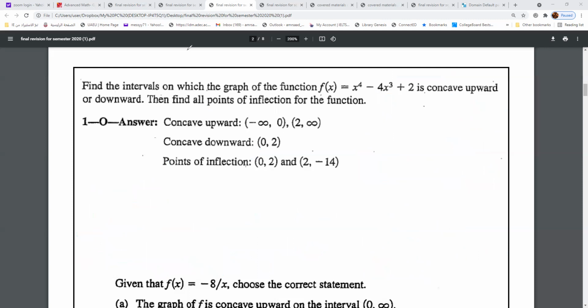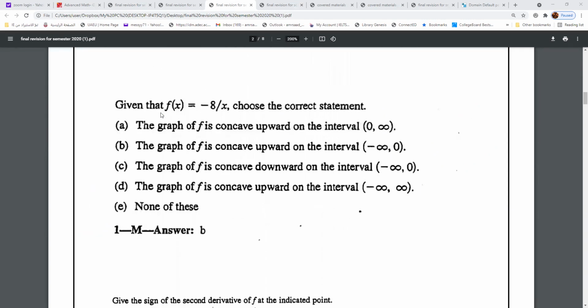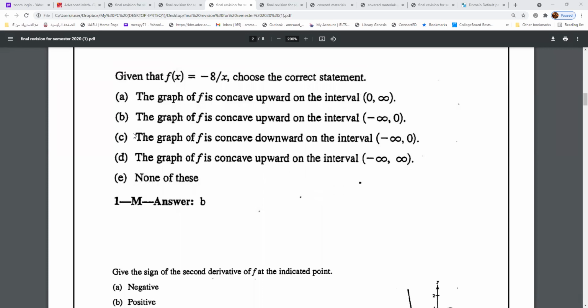Okay, so trivial and very interesting lesson. For this one, given that f of x equals negative 8 over x, choose the correct answer. I told you before, I have two ways. I can sketch the function. I know the sketch of this irrational function: it has the vertical asymptote at x equals 0.